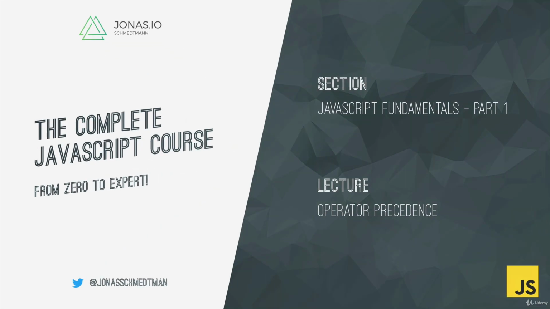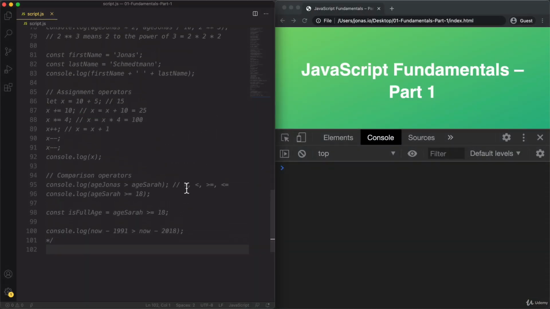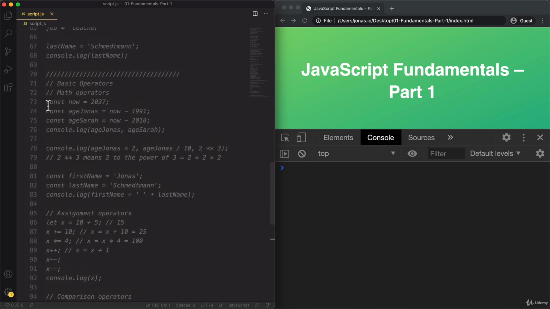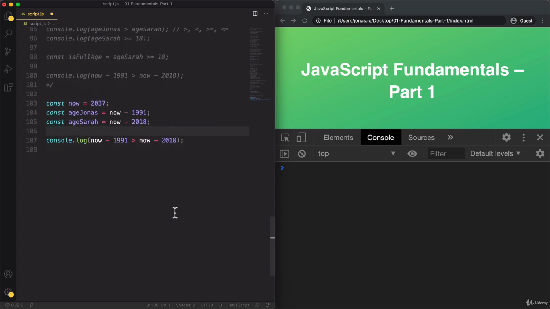In this lecture, we're going to talk about the precedence of different operators. So I already commented out the code from the last lecture, but let's actually bring some of it back here. And in particular, the calculation of these ages. So like this, and then also this code that we discussed by the end of the last video. Remember that?